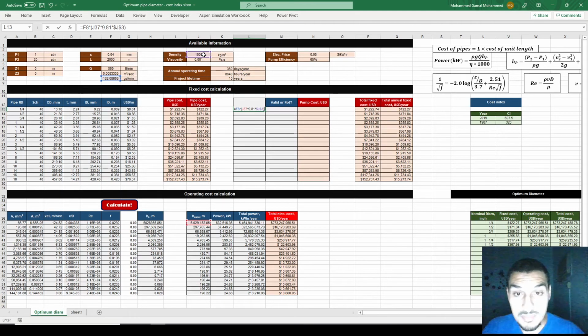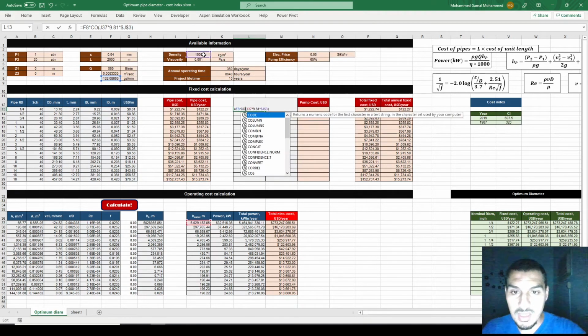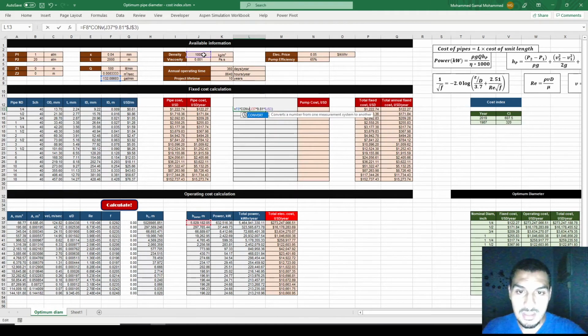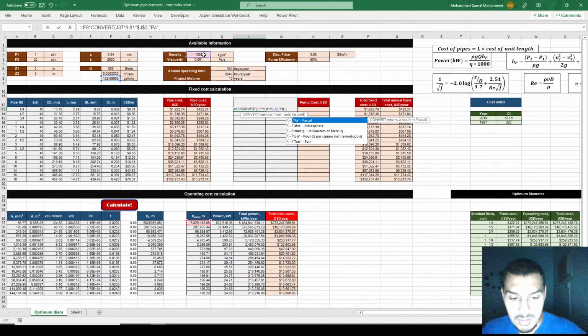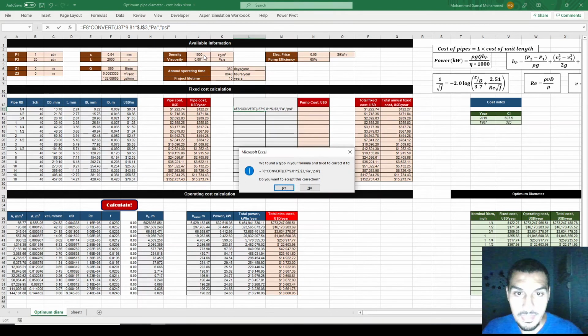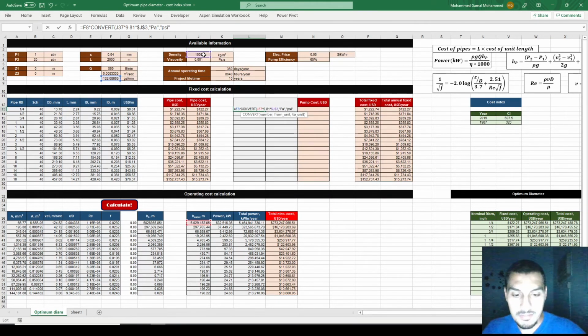So this is in Pascal, so I can convert it into psi. What I'm gonna do is to use the function that I have already used before, and it's gonna be a good opportunity to apply many things here. So I'm gonna convert this from Pascal into psi. So now I have this in psi, which is the head.